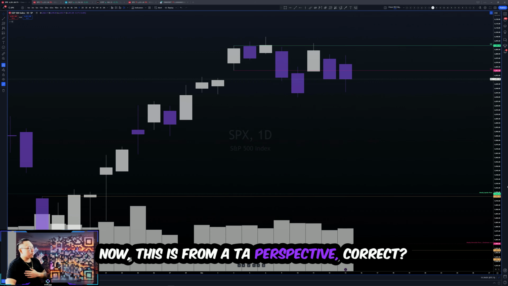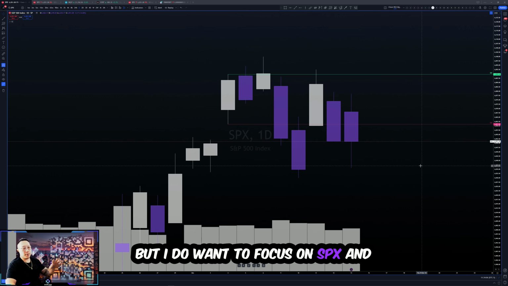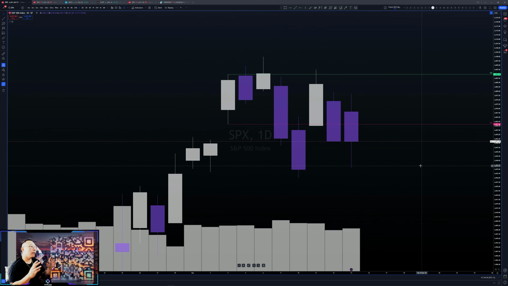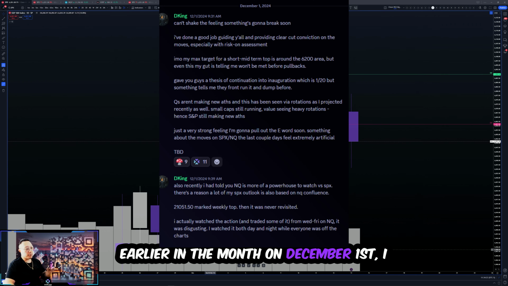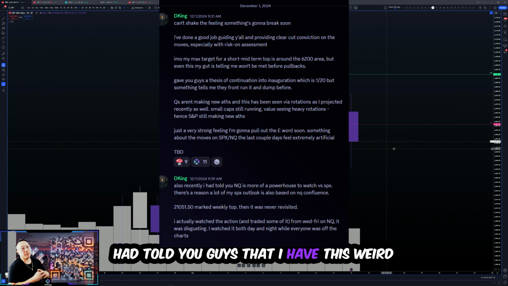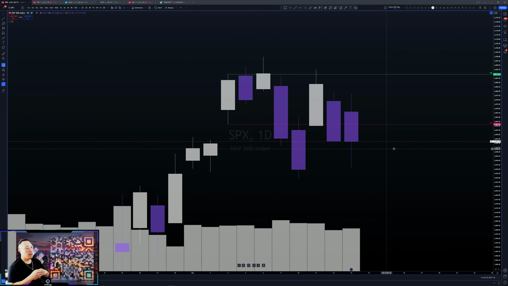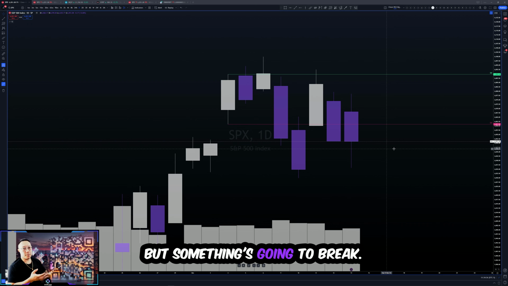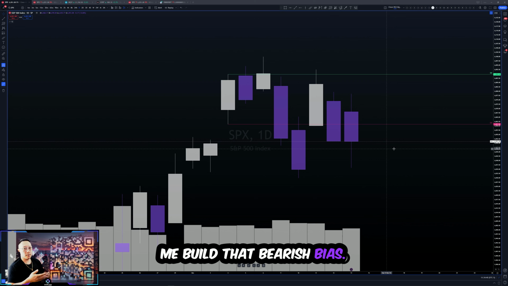Now, this is from a TA perspective, correct? And I'll dive into NQ a little bit more, but I do want to focus on SPX and these components first because this is primarily what we focus on. So you have your initial analysis from a very basic, straightforward TA perspective. Earlier in the month, on December 1st, I had told you guys that I have this weird feeling that something's going to break. The market has been ripping to new all-time highs. And look, I'm not a doomsday caller, but something's going to break. Okay, which already started to help me build that bearish bias.